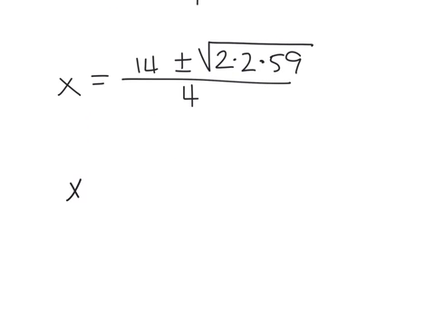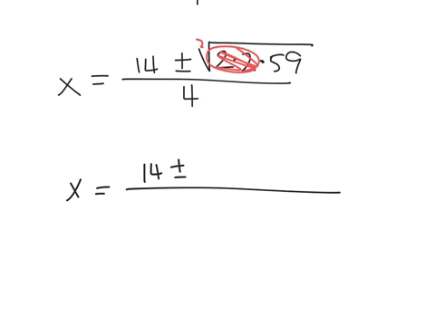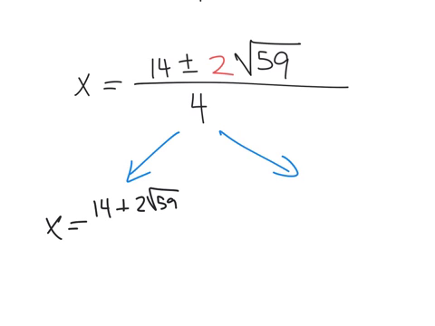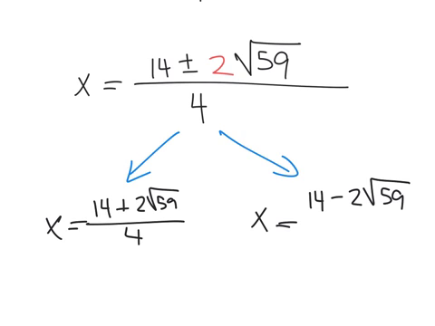So what that means is x equals 14 plus or minus. Since there's no number shown, the index is a 2, so you circle the two 2's, cross them off, and write one 2 outside. We're left with the square root of 59 inside. So that becomes 2 times the square root of 59, over 4. Now this is where it breaks up into two answers: x is equal to 14 plus 2 root 59 over 4, and x is equal to 14 minus 2 root 59 over 4.